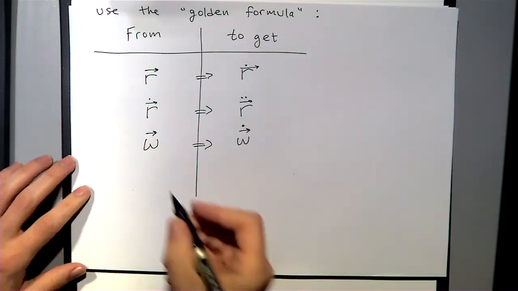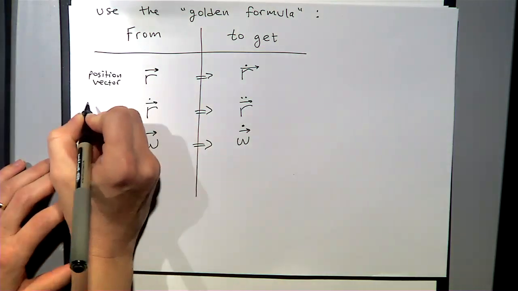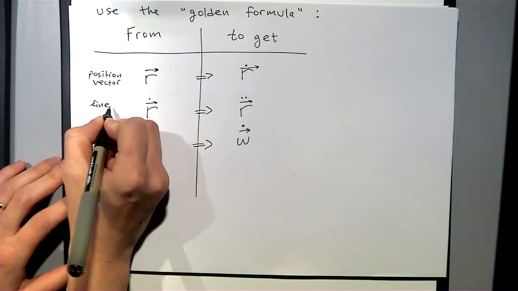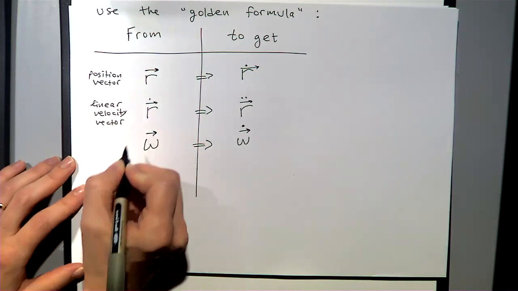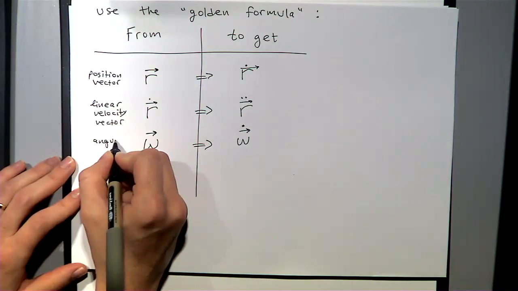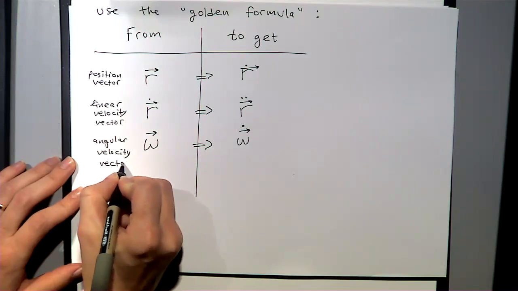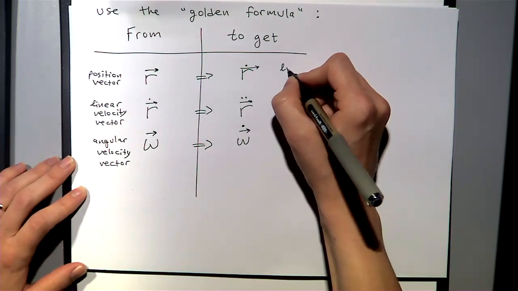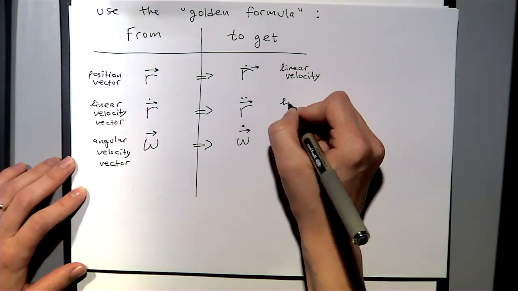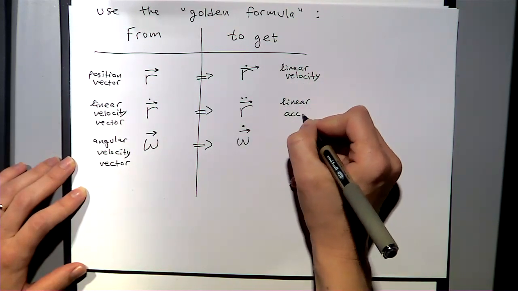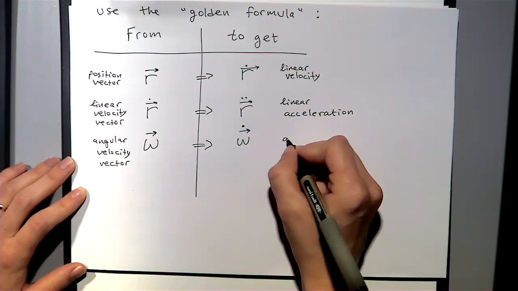Okay, so this is position vector, linear velocity vector, angular velocity vector, and this one is linear velocity, linear acceleration, and angular acceleration.